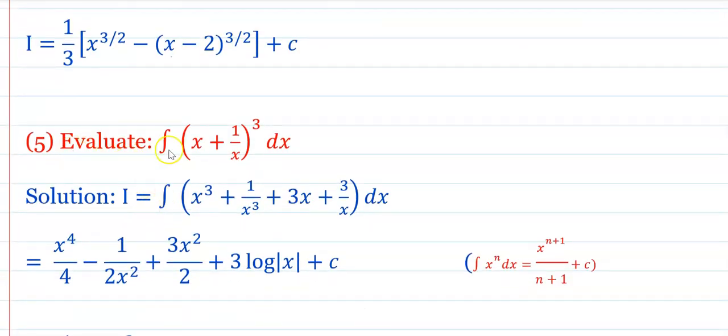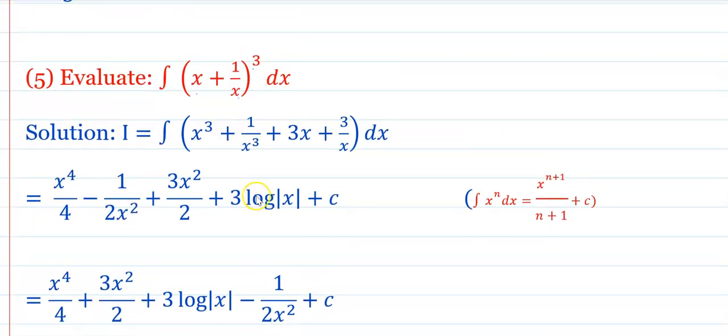Now the next, evaluate integral in bracket x plus 1 upon x bracket raised to 3 into dx. Then what will we do for this type? Here we will do expansion. What is that? A plus b bracket cube. Now see this here. It's an expansion. Here I will write the expansion. A plus b bracket cube is equals to a cube plus 3 a square b plus 3 a b square plus b cube.